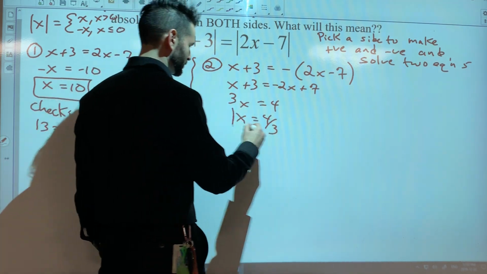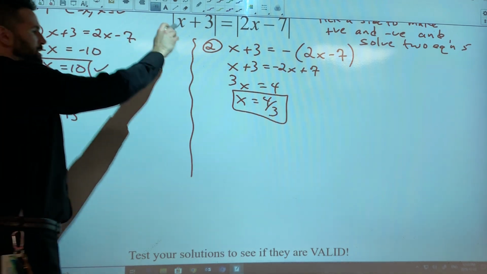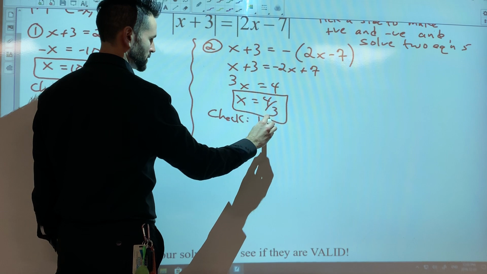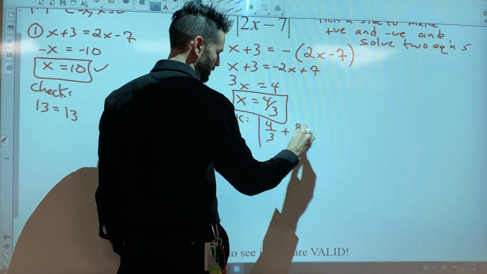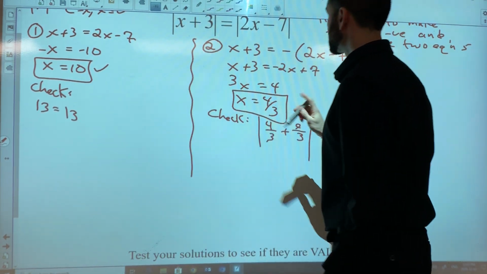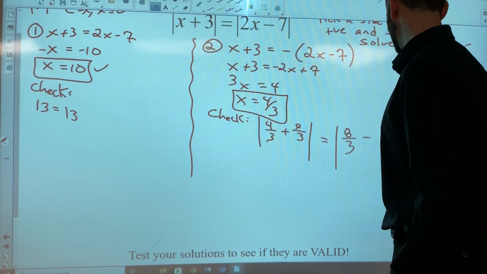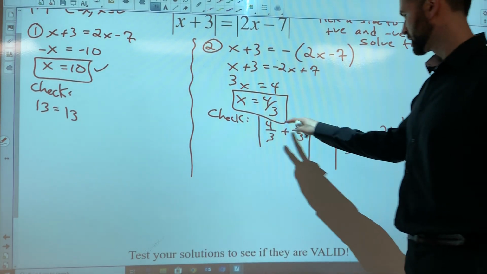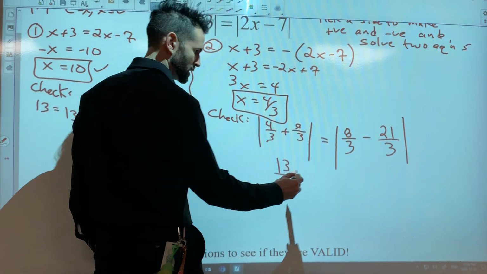Well, that sucks, because I've got to plug that in over here. So, okay, check. I've got absolute value of 4/3 plus 3, so 3 over is going to be 9/3. That has to equal absolute value of 2 times 4/3, so that's 8/3, subtract 21/3. Perfect. So let's see, that's 13/3. Absolute value of that is 13/3.